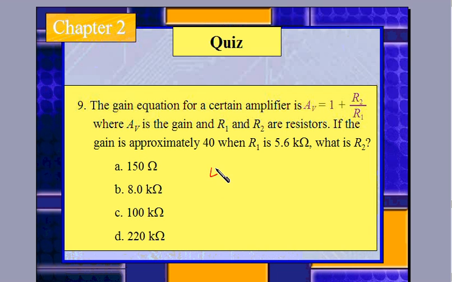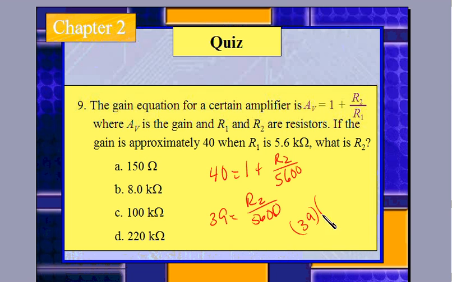So here we're going to have 40 is equal to 1 plus R2 over 5600. So what I need to do is subtract 1, so that gives me 39 is equal to R2 over 5600, and then multiply both sides by 5600, so you get 39 times 5600, that equals R2.